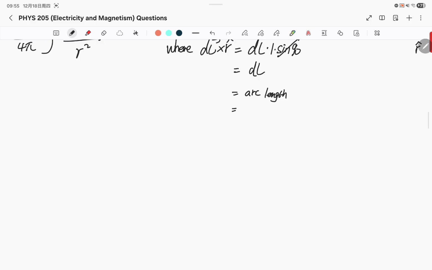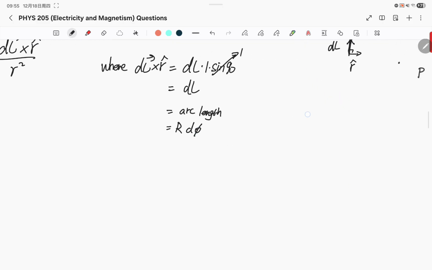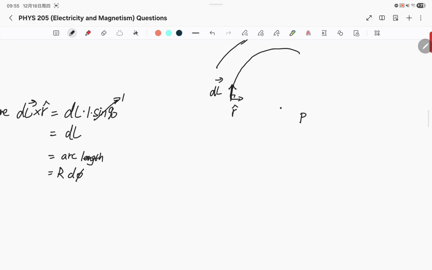So what is arc length? It is R times the angle. I'm gonna call it d phi. What is R? What is d phi? R is the radius to my point P.